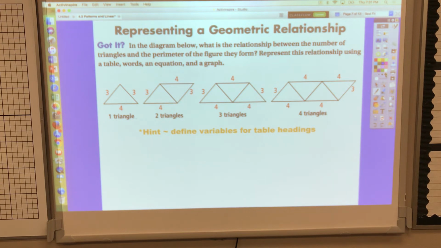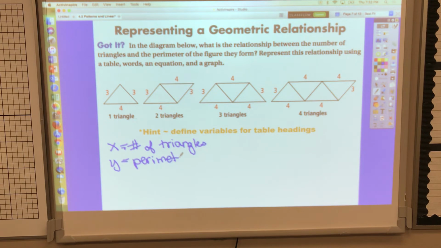So I gave you a hint right there, and the first hint is to explain what your variables represent. Remember, when you have a function, you have an input and an output. We have an x and a y. So for my x, we need to decide, is that input the number of triangles or the perimeter? Which one determines the other? Your number of triangles is your input. How many triangles there are determines what your perimeter is going to be.